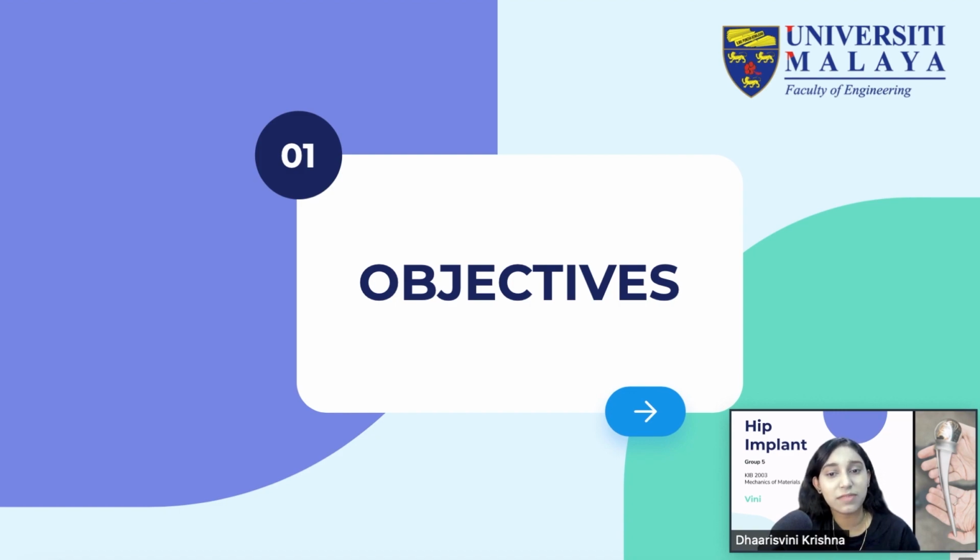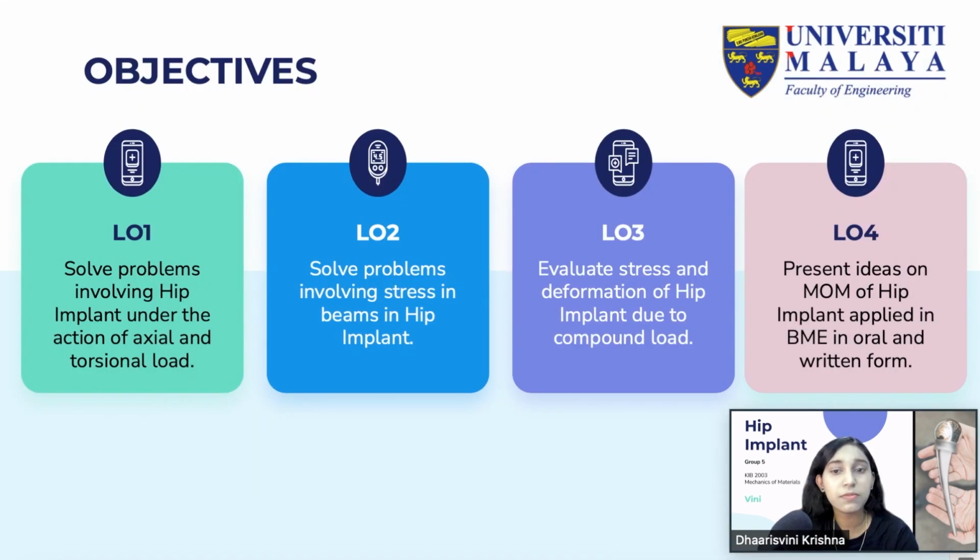Now, what are the objectives that we have discussed? The objective of this assignment is to demonstrate the mechanics of materials learning outcomes using a real-life example, which was the hip implant. The learning outcomes could be further divided into 4 different parts, which are the learning outcome 1, which is to solve problems involving hip implant under the action of axial and torsional load.